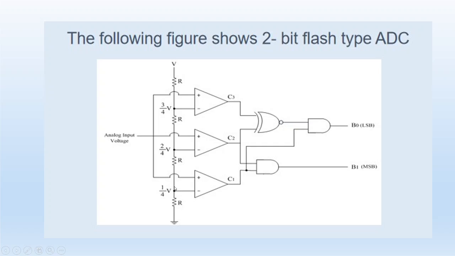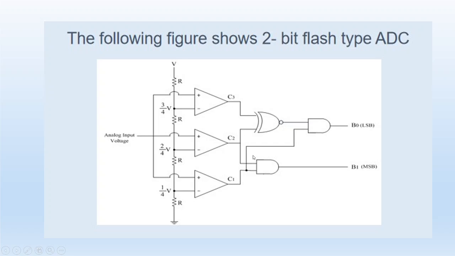Actually 4 potential levels will be there: 1 by 4 V, 2 by 4 V, where V is the reference voltage, 3 by 4 V and V. Whenever your input is greater than 1 by 4, at that time the lower comparator's output will go high. Whenever your input is greater than 2 by 4 of the reference voltage, both C1 and C2 will go high, and whenever your input is greater than 3V by 4, C1, C2, C3 all three will be high, which will be followed by our logic circuit.